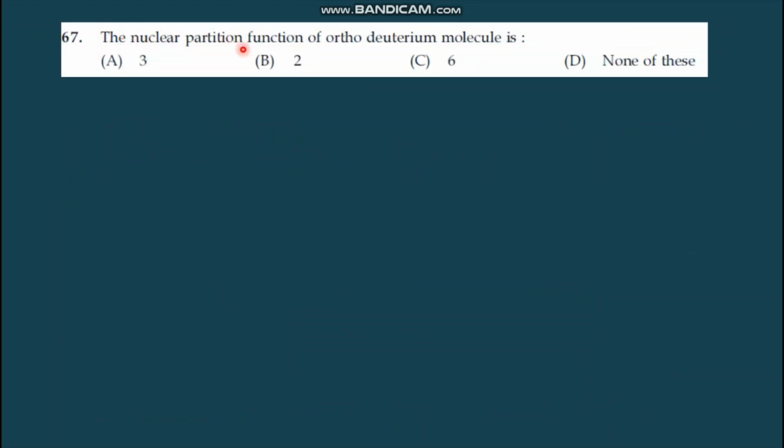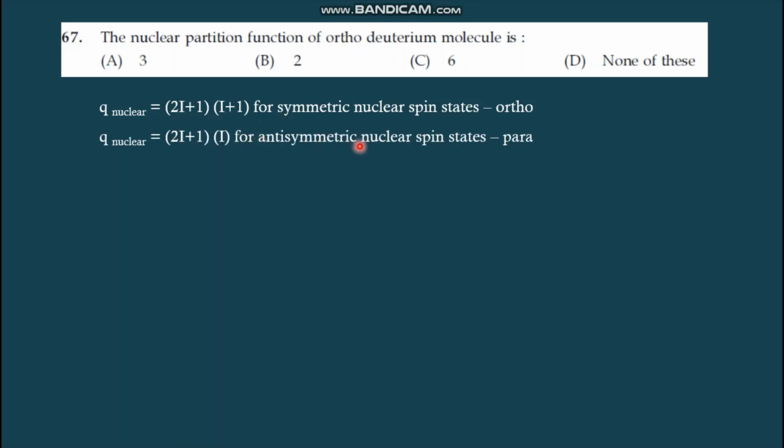Next question, the nuclear partition function of orthodeuterium molecule is. For the nuclear partition function, if it is a symmetric nuclear spin state, or ortho, we have the equation (2I+1)(I+1). If it is para or antisymmetric nuclear spin, then the value is (2I+1)I. Here it is given that ortho deuterium has a spin of 1. Just substitute that value in the first equation: (2 into 1 plus 1) into (1 plus 1), that is 3 into 2, equal to 6. So option C is the correct answer.